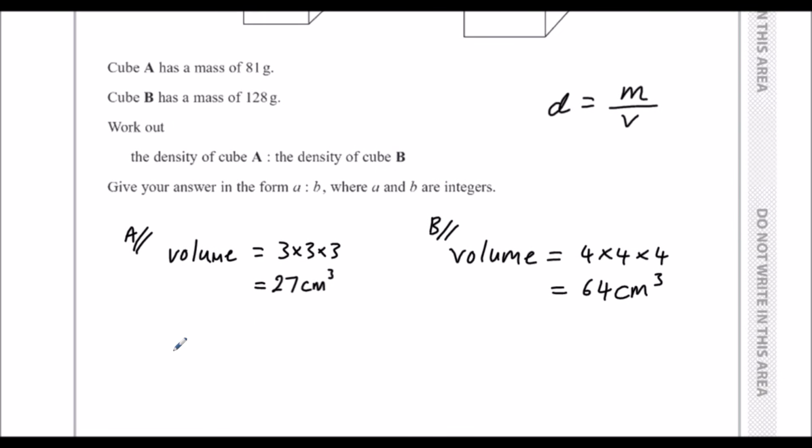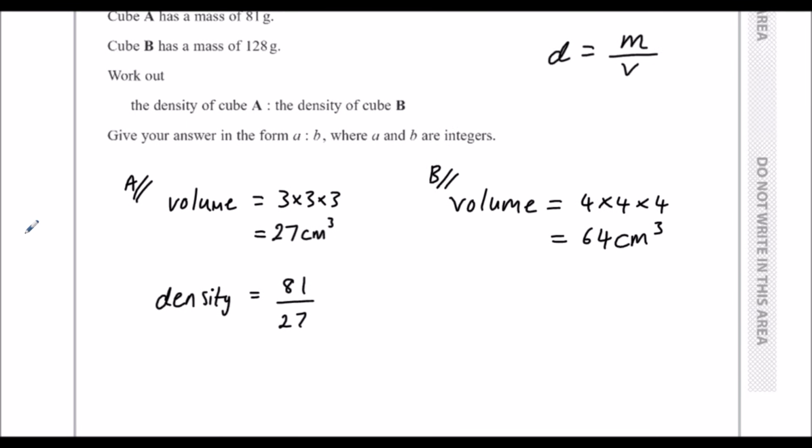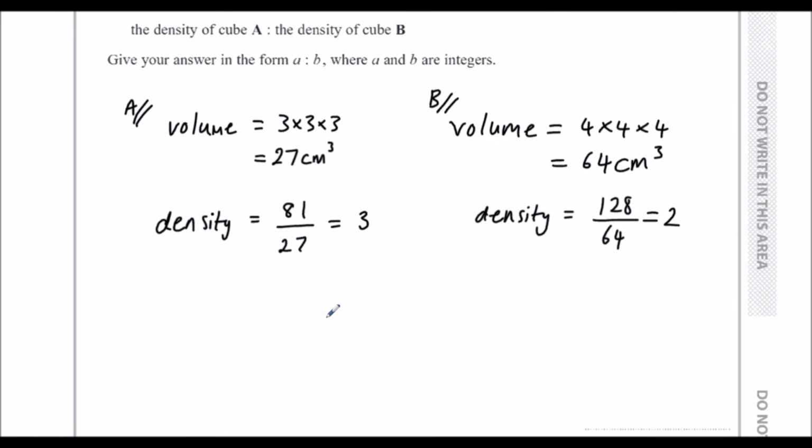So we can work out the density of each of them. So it's the mass, so for A, 81 divided by the volume, which is 27. 81 over 27. How many times does 27 go into 81? That's 3 times. And for B, the density is the mass, which is 128, divided by the volume, which is 64. How many times does 64 go into 128? 2 times. So what's the ratio? Density of A to density of B, 3 to 2.